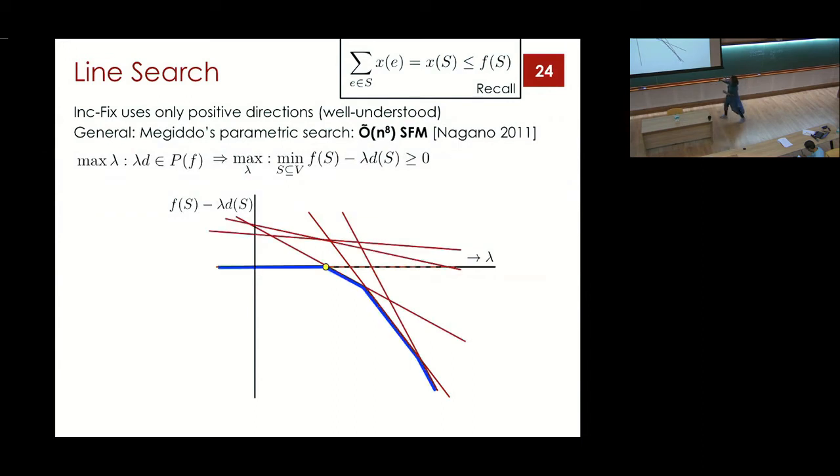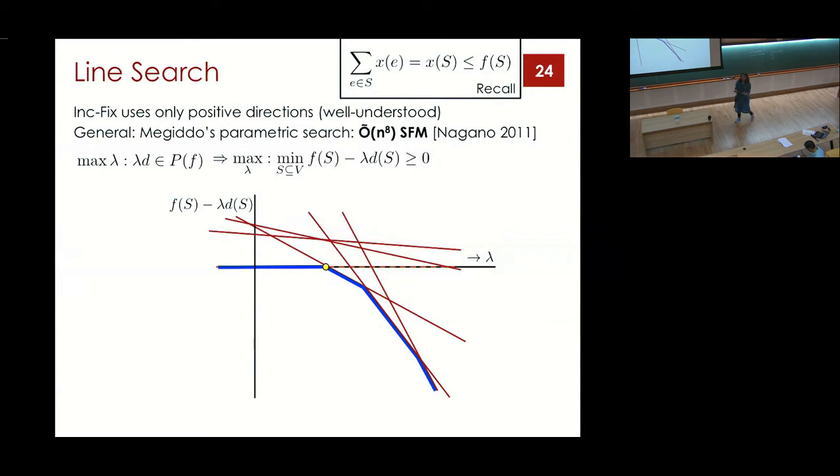So the goal is to look at the minimum envelope, the lower envelope of all of these exponentially many lines, and find lambda such that the lower envelope is still above zero. Does that make sense?